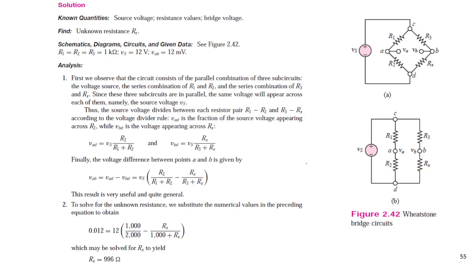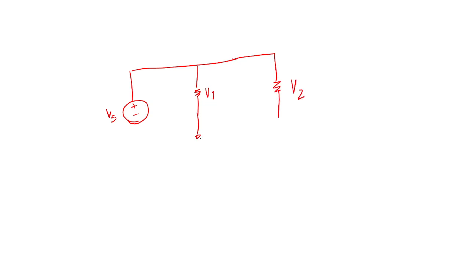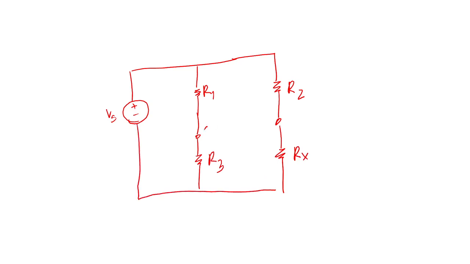So if we connect the circuit like this, we have Vs, V1, V2, V3, R1, R2, R3, Rx, and points A, B. Rx is unknown.